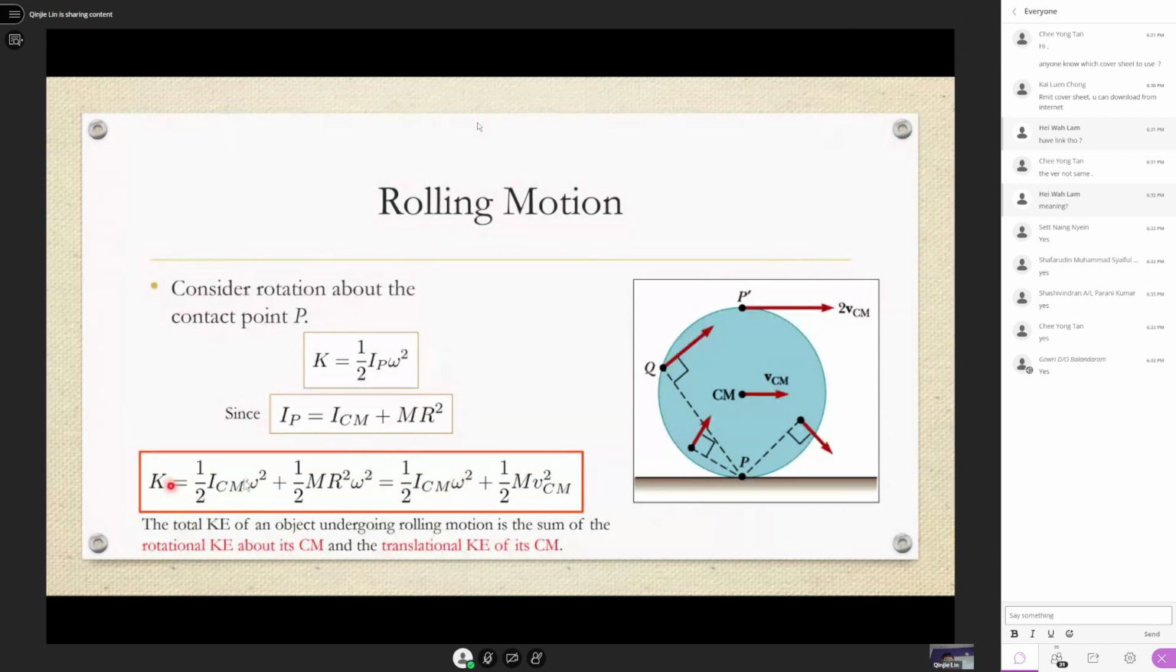You have two terms. So kinetic energy equals half I omega square with respect to the cm. That means you treat it as the cylinder rotating about its own center of mass, plus also the whole thing that is translating to the right, half mv squared. So these two terms are saying the total kinetic energy is the kinetic energy from the rotation plus the kinetic energy from the translation. You just add those two together, and that will be the total energy.